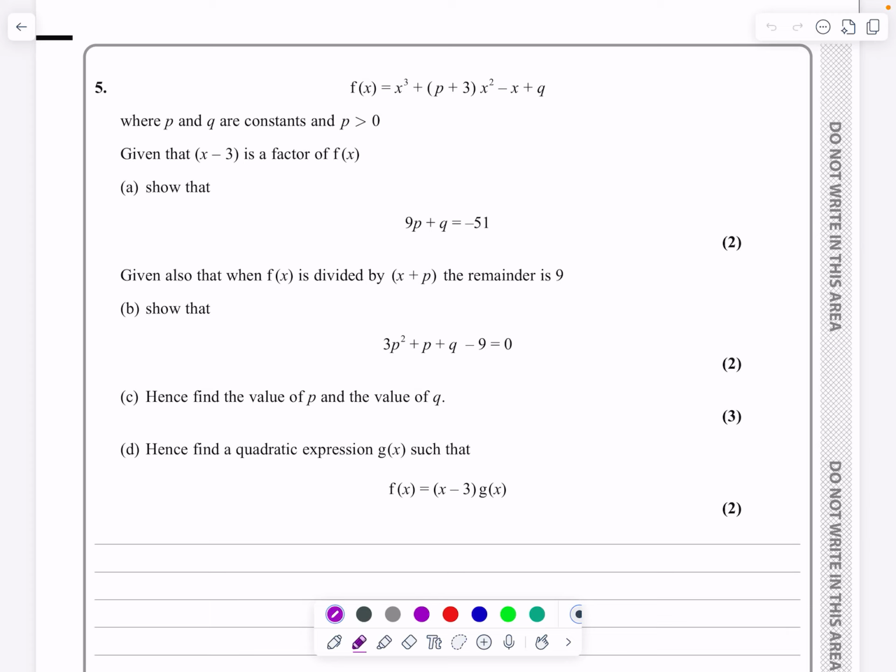Okay, this is the P2 paper from January 2023. It's question number 5, and this is an algebraic methods question. We've got some work on algebraic fractions. We're going to be using the factor theorem. Let's make a start to it.